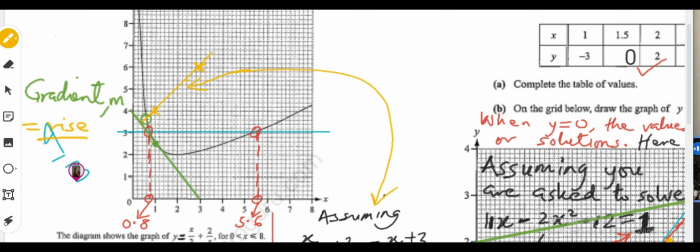Oh, sorry, just a moment. Just a moment, let me write the formula. Rise over run.